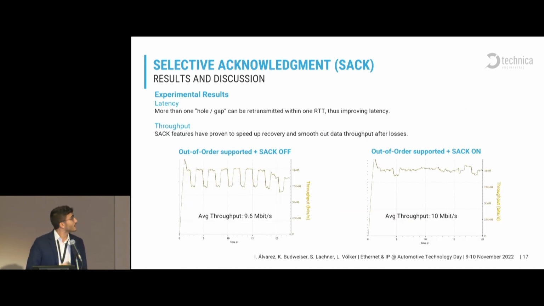We also discussed SACK a few minutes ago, and with selective acknowledgement, a receiver can identify more than one hole or gap caused by a segment loss within one acknowledgement message. That means also that the sender can retransmit more than one hole or gap in one round trip time, and thus we improve latency and recovery speed a lot. The effect that selective acknowledgement has is not as big as the one that we obtain with out of order or by reducing the RTO, but it can help us in terms of recovery speed and to smooth out data after these segment losses.